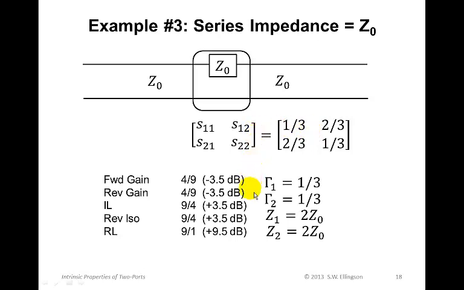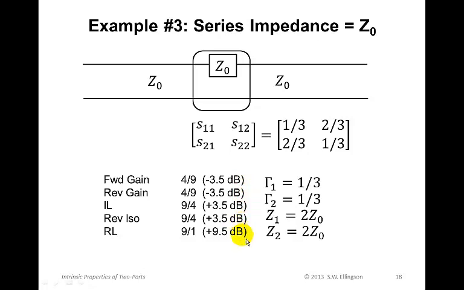The forward and reverse gain for the two-port are less than 1. Specifically, the value we have is minus 3.5 dB. Now remember that the forward and reverse gain are always less than 1 for a passive two-port. So that's not surprising. The insertion loss and reverse isolation are now greater than 1, and specifically the value is plus 3.5 dB. Remember, these values are reciprocals of each other, so that's not surprising.